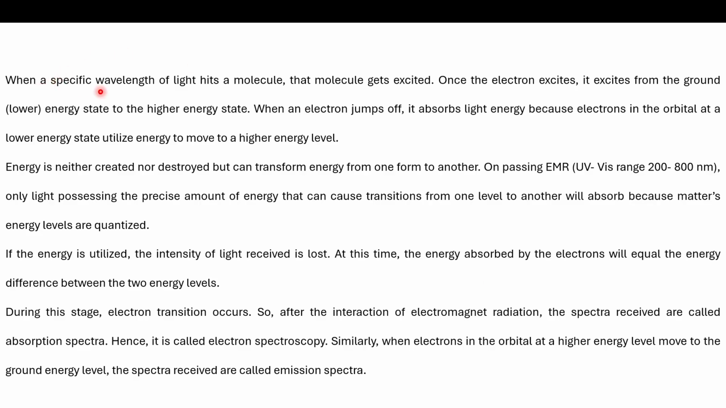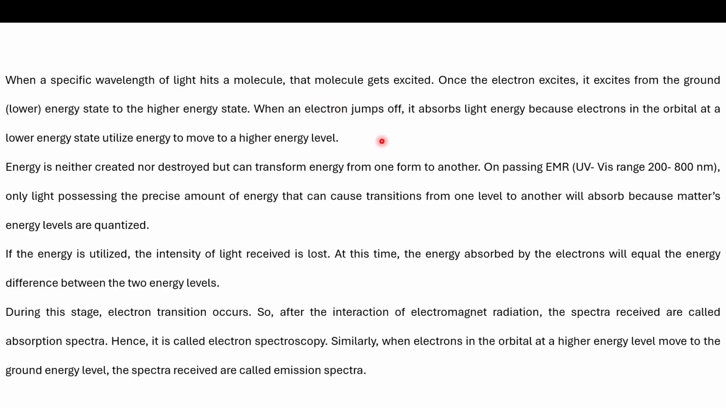Now, when a specific wavelength of light hits a molecule, that molecule gets excited, right? So what we are talking about being excited is the electrons in question. Once the electron excites, it goes from the ground state or a lower energy state to a higher energy state, because the electron is absorbing some amount of energy. So it can eventually reach higher energy levels.